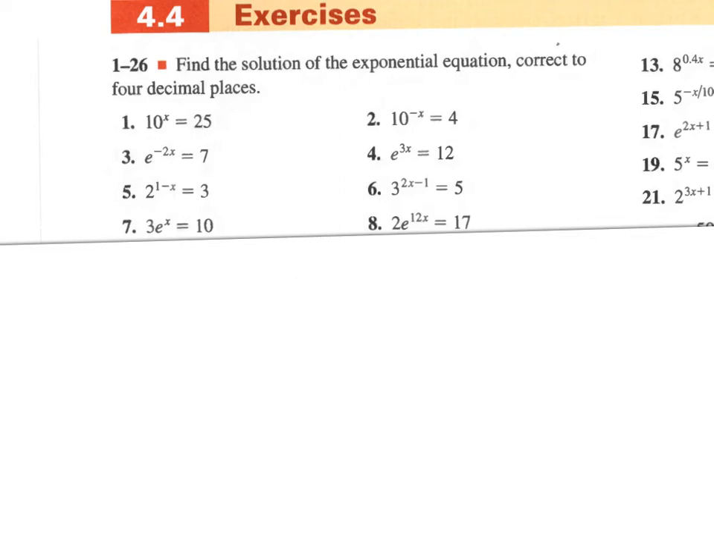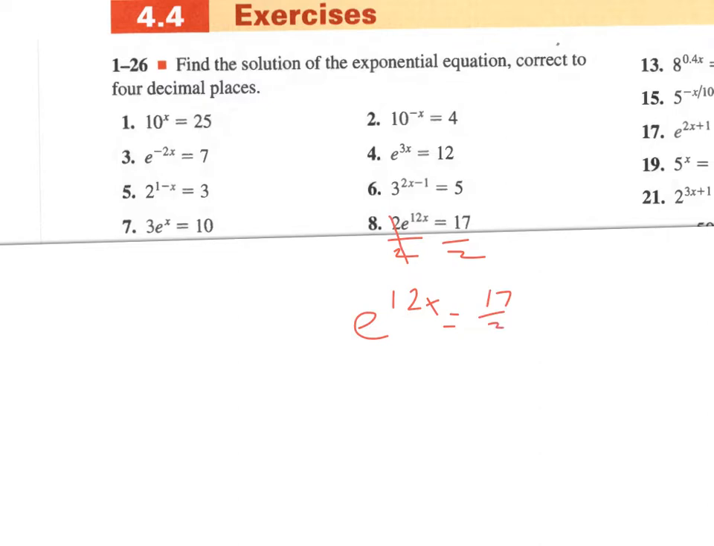All right, guys, let's start off on number 8 here. So for this one, it's an exponential equation, so we want to isolate the base. I see the base is e, so I need to divide this by 2 first. The base is not 2e, it's just e. So I'm going to say e to the 12x equals, and I'm just going to leave that as a fraction. You could do a decimal as well, it's fine either way.